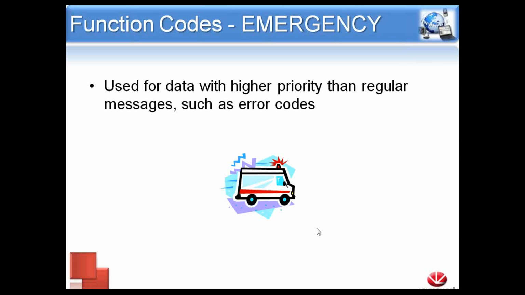Next up is the emergency codes. It's commonly used for error messages if there's ever anything wrong. If there's perhaps a power failure, short circuit, anything that the device detects as a problem, it's going to send us an error code. We can find in the object directory what that error code actually means and what the problem was.